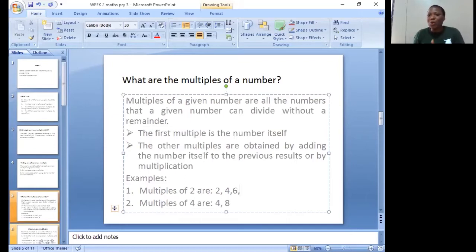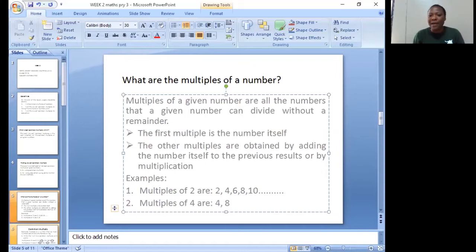To get another multiple of 2, I will say 6, 7, 8. To get the next one, 8 is already on ground. I will say 8 in my brain, 9, 10. And so on and so forth.